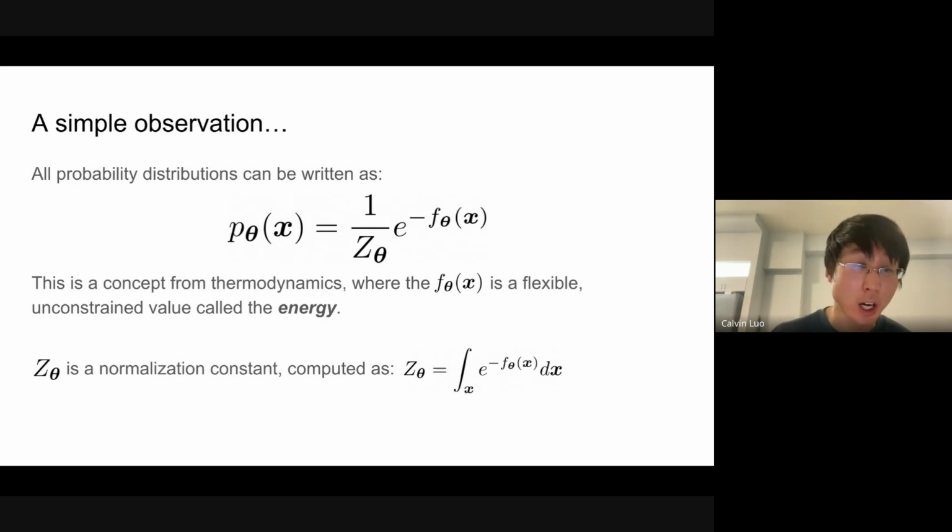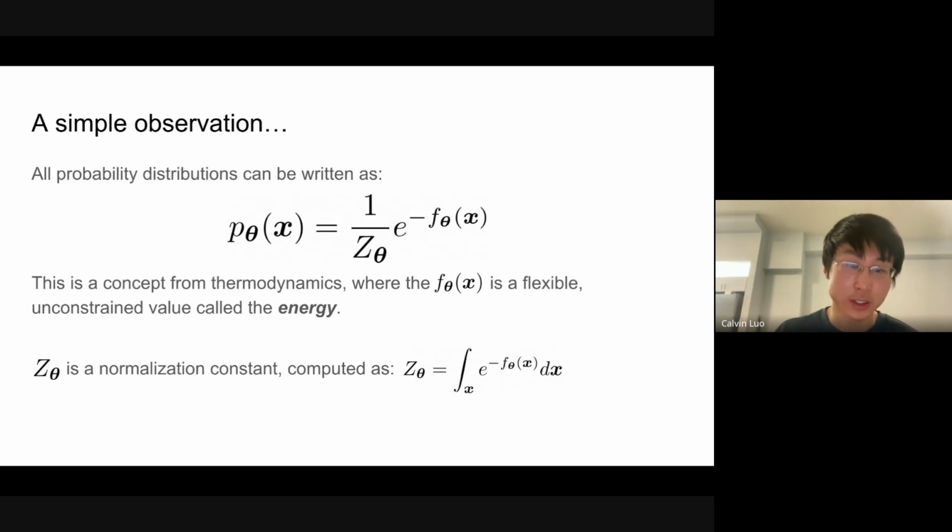We can rewrite an arbitrary probability distribution as 1 over z sub theta, a normalization constant, times e to the negative f sub theta of x, where now f sub theta of x is a function called the energy function. It's called the energy. And now if we use a neural network to model the energy, it's great because the energy is a flexible, unconstrained value. It can be positive, negative, large, or small, whatever you like.